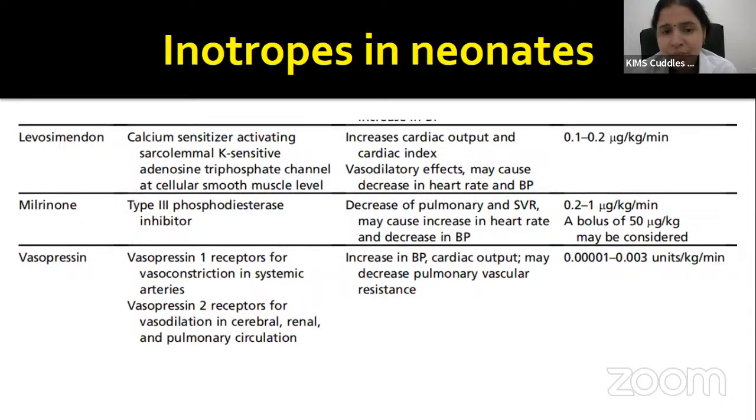Levosimendan is a calcium sensitizing drug which activates the sarcolemmal potassium sensitive ATP channel at the smooth muscle level, and this helps by increasing the cardiac index, cardiac output, and sensitizes the myocardium to the action of the inotropes. The dosing range is typically 0.1 to 0.2 mics per kg per minute.